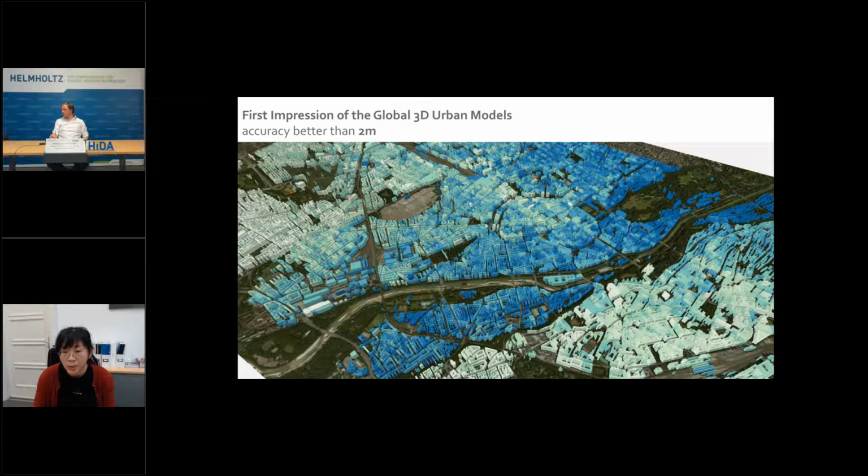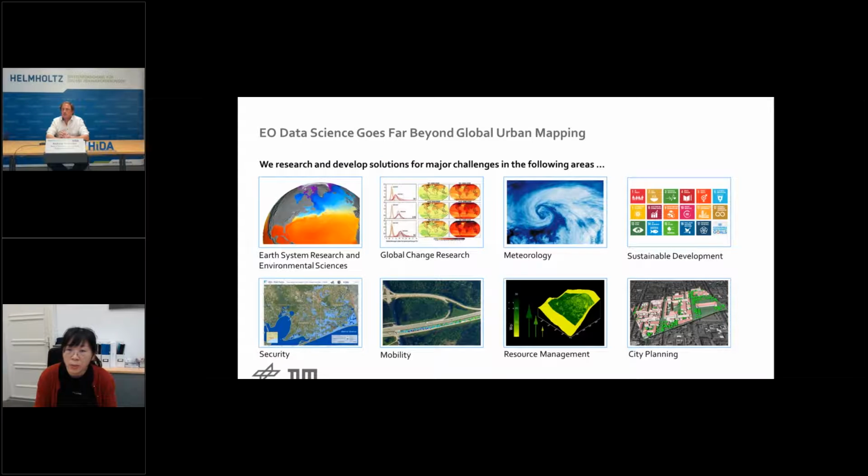And we are basically making the first ever such global data. If this is available, then on the one hand it can lead to a better understanding of urbanization and boost research in this direction. On the other hand, we also offer this data to stakeholders like the UN to help them make better strategic decisions. Of course, EO data science goes far beyond this.